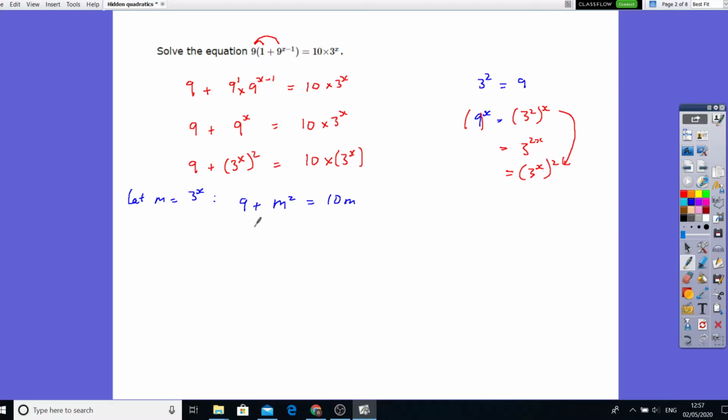And now we're going to bring everything to one side and put it in a quadratic equation form, making it equal to 0. So that's going to give me m squared. Positive 10m goes to the other side, becomes a minus 10m.